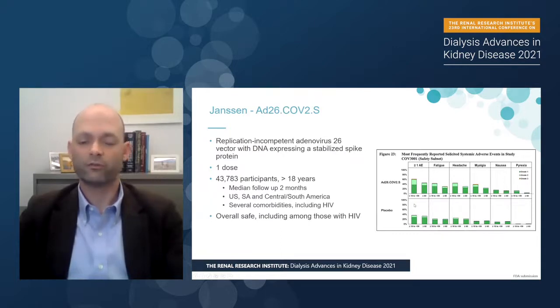So you can see from figure 23 the most frequently reported systemic adverse effects in the study. And you can see that actually they were not that different or significantly different or serious compared to placebo. Most of it was fatigue, headache, myalgias, and nausea, most of which have been reported already.